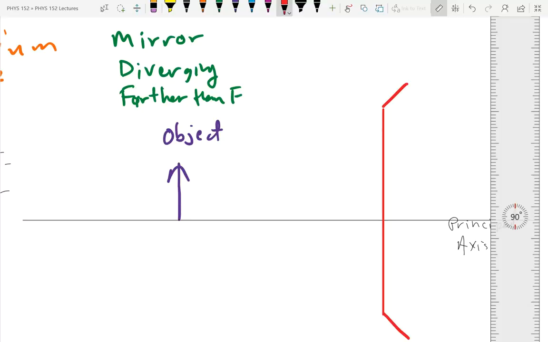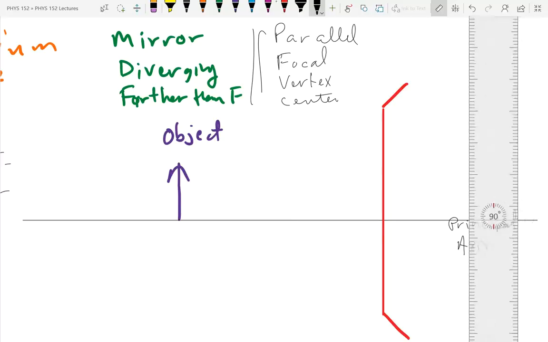Now we have 3 rays, and once again, let's list them before we do them. What are the 3 rays we're going to draw? Parallel. Okay, if I could. Parallel. Cool. I could also do the center. I can only do the center on a mirror. So if it's a lens, don't try to do the center ray. If it is a mirror, sure, you can do it.